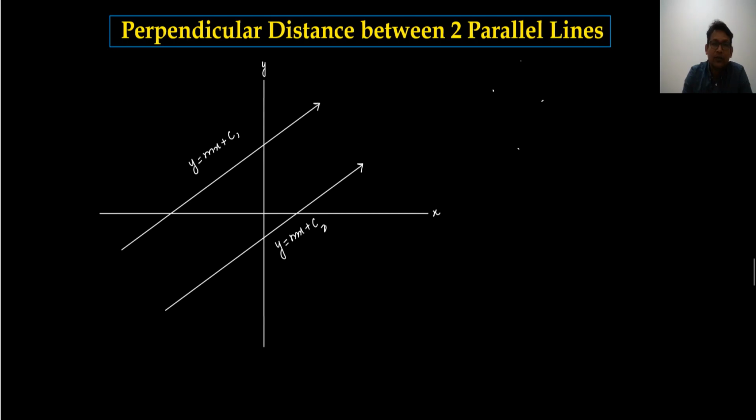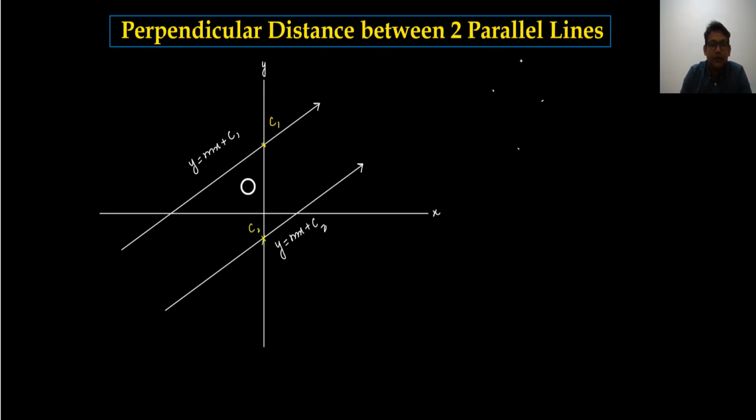Why c2? Because c means y-intercept. The y-intercept is here. Sorry, this is not the y-intercept, this is the x-intercept. The y-intercept will be here. So this is c1 and this is c2.